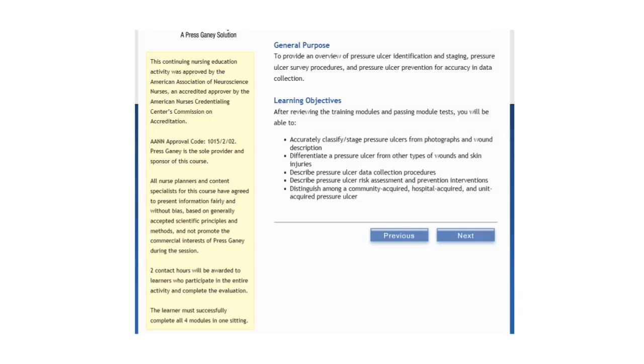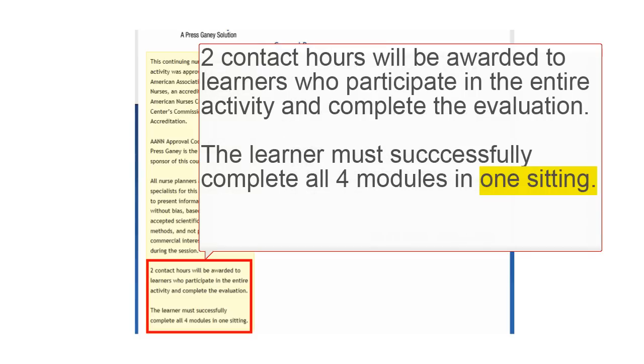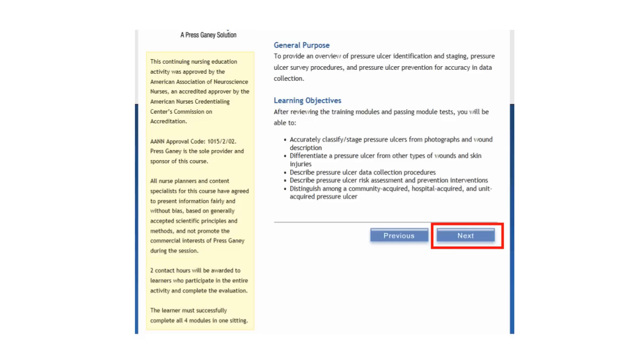Next, the Objectives page opens. Please note in the lower left-hand corner, it says, 2 contact hours will be awarded to learners who participate in the entire activity and complete the evaluation. The learner must successfully complete all 4 modules in one sitting. You'll click on the Next button.